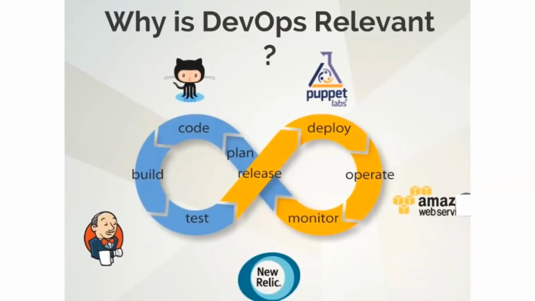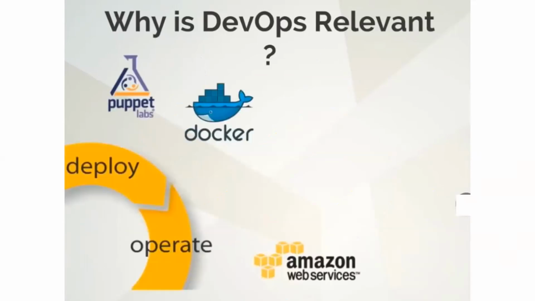Then we have New Relic for monitoring the application performance, trying to understand the code level metrics and logs and things like that. And as we go along, now, why is DevOps becoming relevant? Docker is also coming into the picture. Docker comes into the picture at the time of deployment. Why, we'll try to understand. So this is where Docker is coming into the picture, guys.